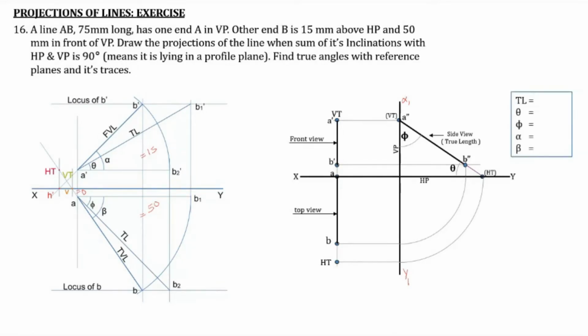Now you have to write all the values, that is the true length that we already have in the question paper itself, and the theta and phi that you have to find out, alpha and beta. Both alpha and beta are 90 degrees in this case.